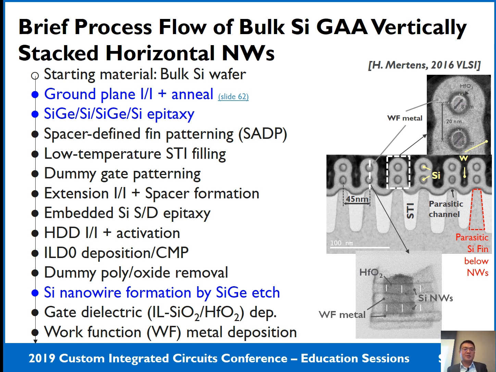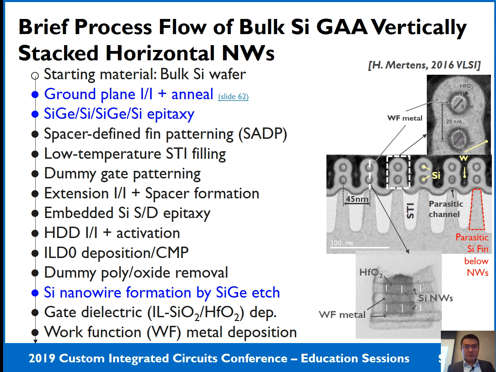Then the second process option, the silicon germanium silicon germanium silicon epitaxial, is used to create the stacked 2 silicon layers. Then the real silicon nanowire is formed by etching out this silicon germanium layer. Then it's done in the RMG module just after this dummy gate is removed, but before the real gate dielectric deposit.